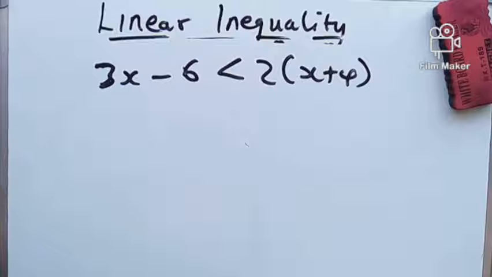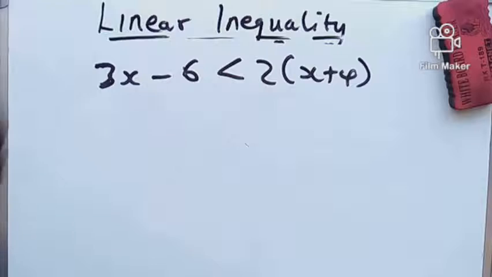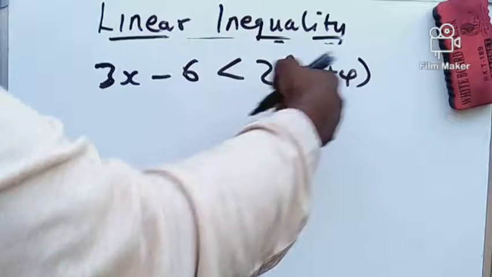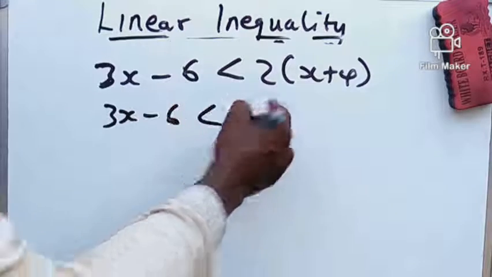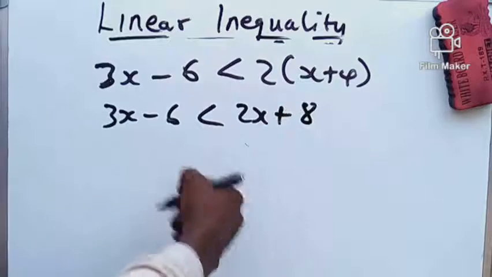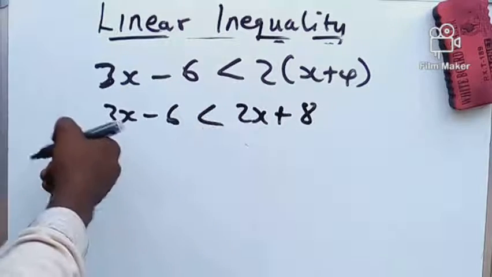So to solve this problem, we simply eliminate the bracket. To eliminate what is in the bracket, we simply multiply the constant with every single term in the bracket. So let's start with this. This becomes 3x minus 6 less than 2 times x, which gives us 2x, plus 2 times 4, which is 8. So next we collect the like terms. This 2x, I'll eliminate it and bring it over here.